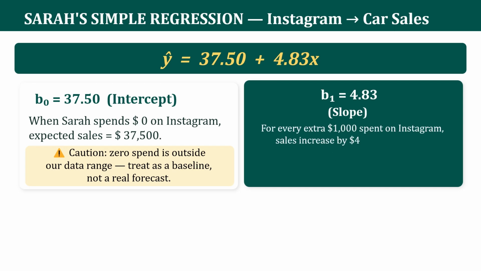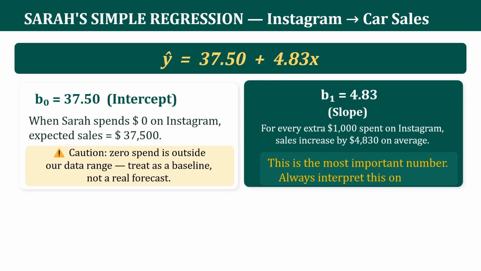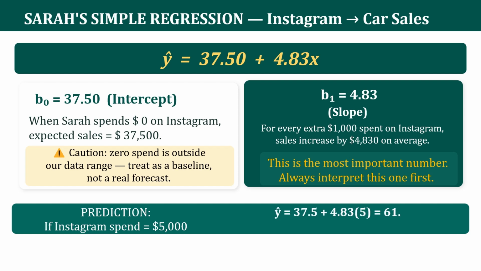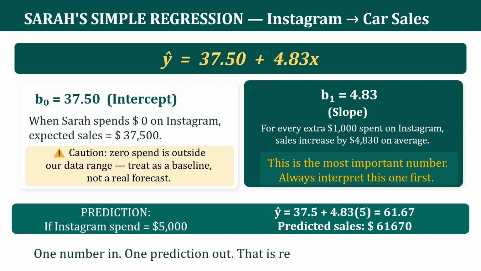B1 is 4.83. The slope for every extra $1,000 spent on Instagram. Sales increase by $4,830 on average. This is the most important number in the model. Always interpret this coefficient first. Now, let's make a prediction. If Instagram spend is $5,000, Y hat equals 37.5 plus 4.83 times 5 equals 61.67. Predicted sales, $61,670. One number in, one prediction out.